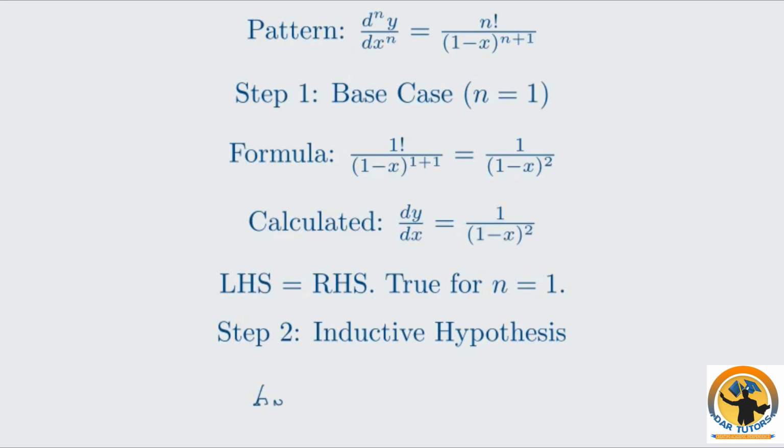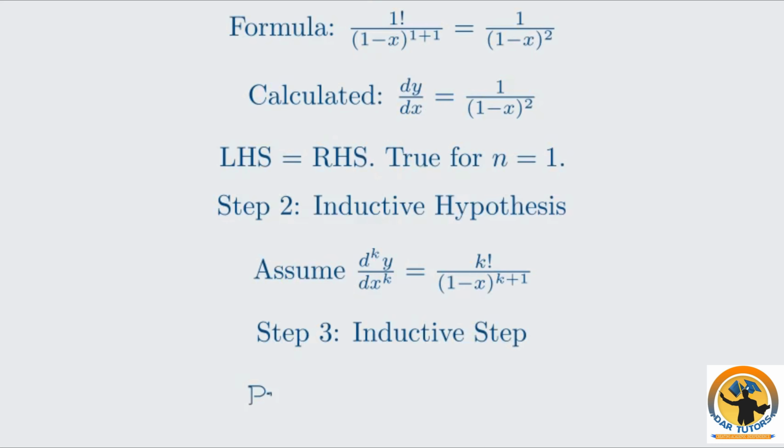Step 2. The inductive hypothesis. We assume the formula is true for n equals k. That is, the kth derivative is k factorial divided by the quantity 1 minus x to the power of k plus 1. Step 3. The inductive step. We need to prove the formula for n equals k plus 1. Our goal is to show the k plus first derivative is k plus 1 factorial divided by the quantity 1 minus x to the power of k plus 2.